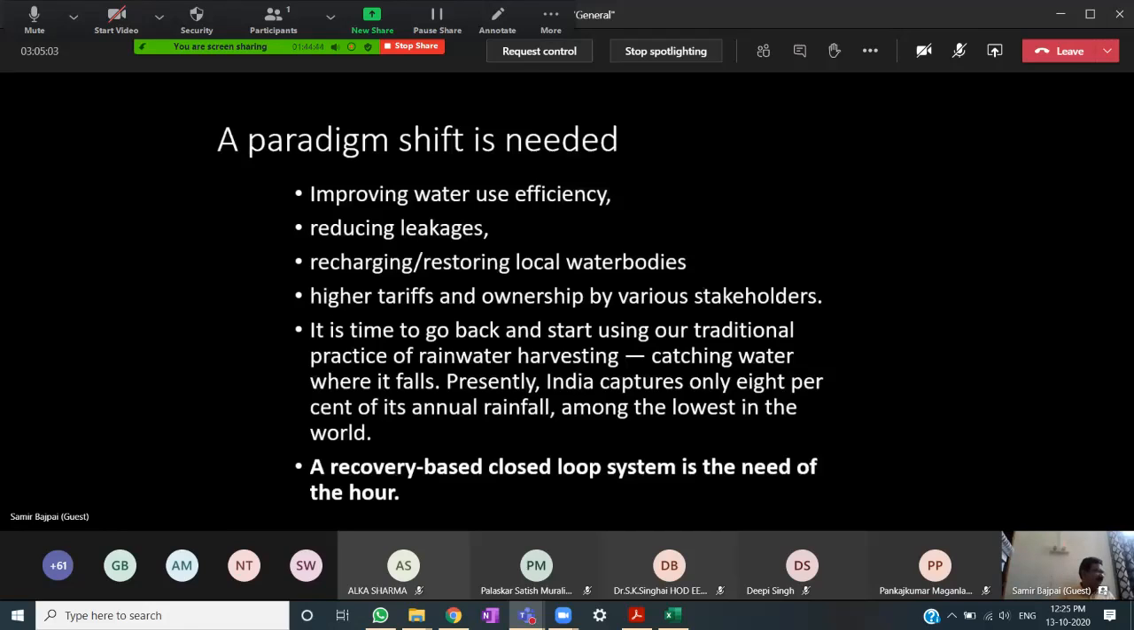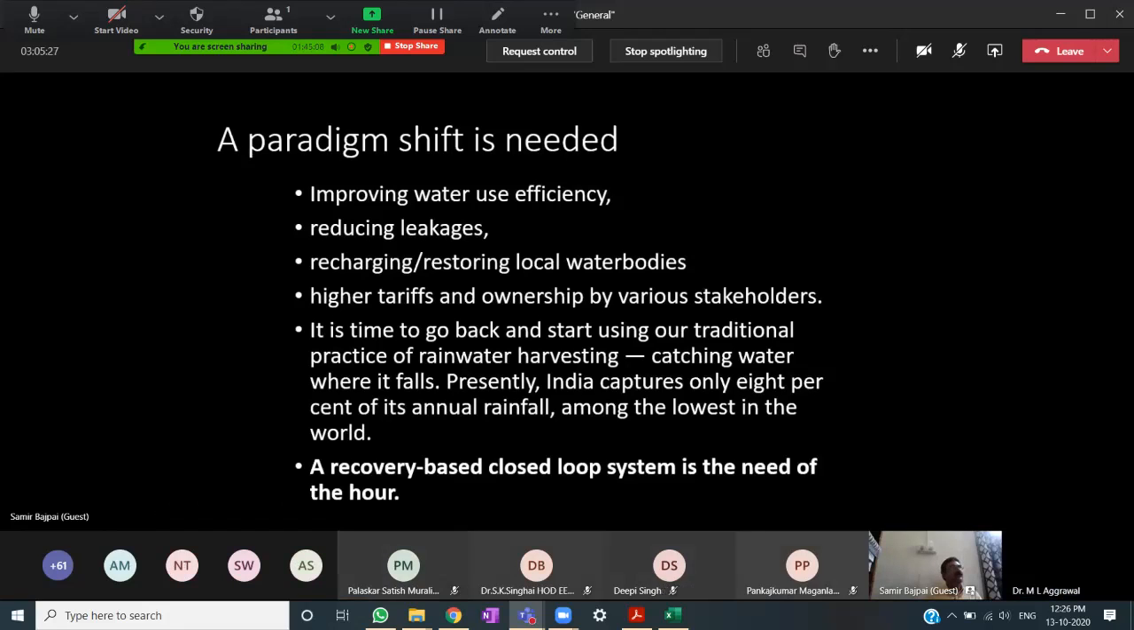You can visualize the condition: even if you catch 20% of rainfall, your problem would be solved. Water scarcity, the water resources challenge, is not a challenge of water availability. Water is available in plenty even today. Poor water management, unscientific water management is the cause.